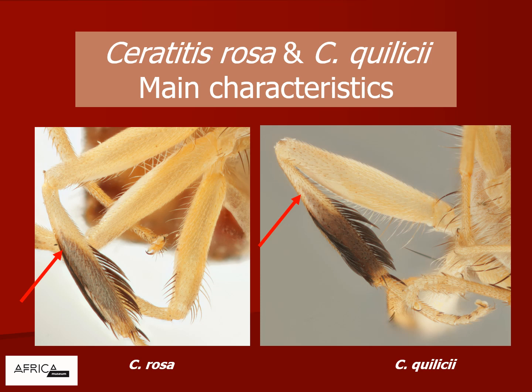An additional, although not always clear, character is that the mid-tibia in Ceratitis rosa is usually somewhat broader and of a more stout general appearance than the one in quilicii, which is more slender shaped.